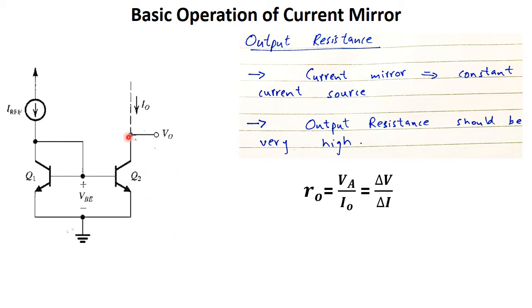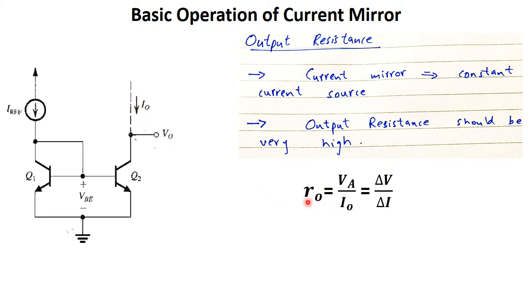This is the point of external connection in BJT current mirror. At this point the voltage is V out and the current flowing through here is I out. What we want is that even though voltage at this point changes, this current should not change. Whatever the voltage at this point, this current should remain constant.